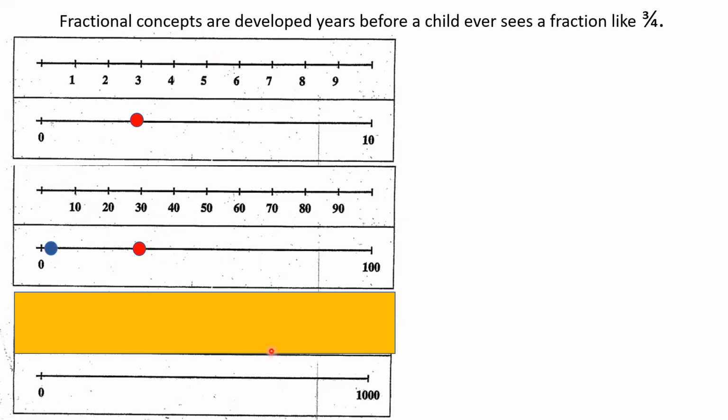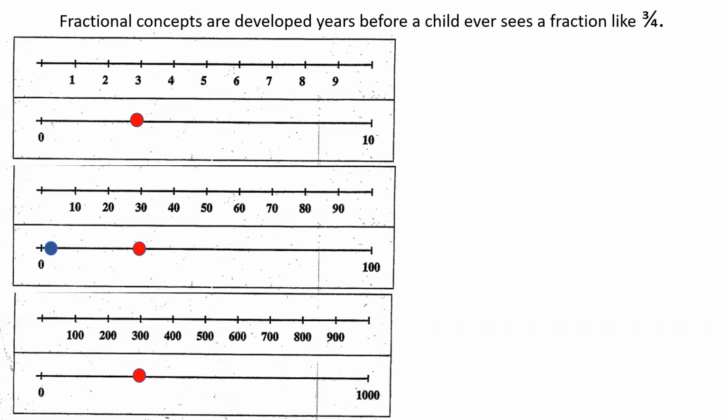And then when you transition to the 1,000 one, which would be more in second grade, you say, okay, where would 30 be? Again, a lot of students would put 30 right there because they're used to working off the 100 number line. And actually, we know that would be 300, and that 30 would actually be way over here.